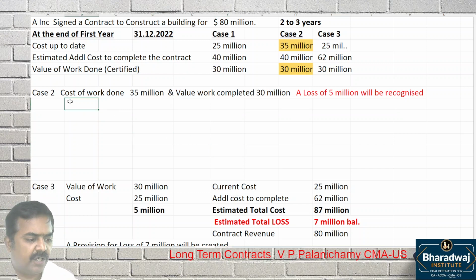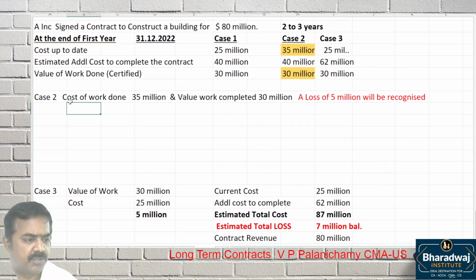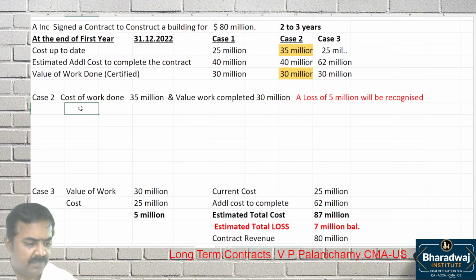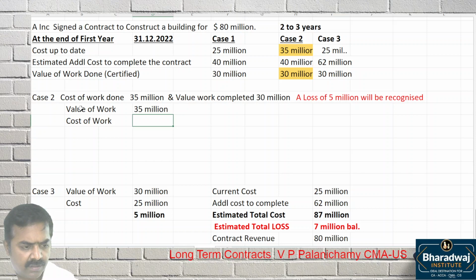Coming back, why are you not doing this exercise for case 2? The doubt will come. What is the value of work? 35 million. What is the cost of work? The value of work is 30 million. Cost of work is how much?